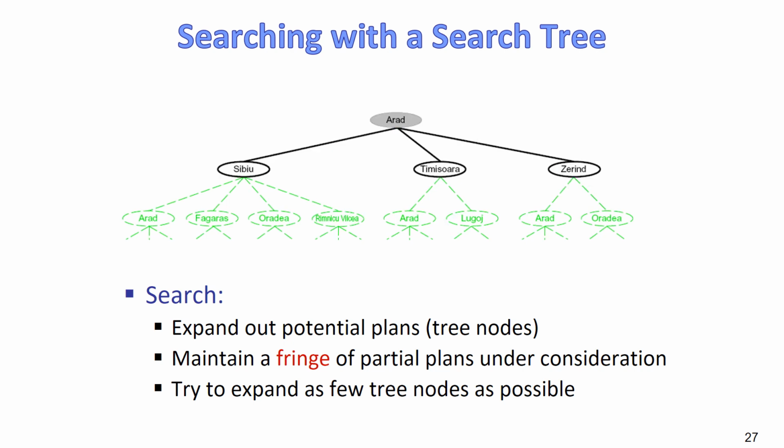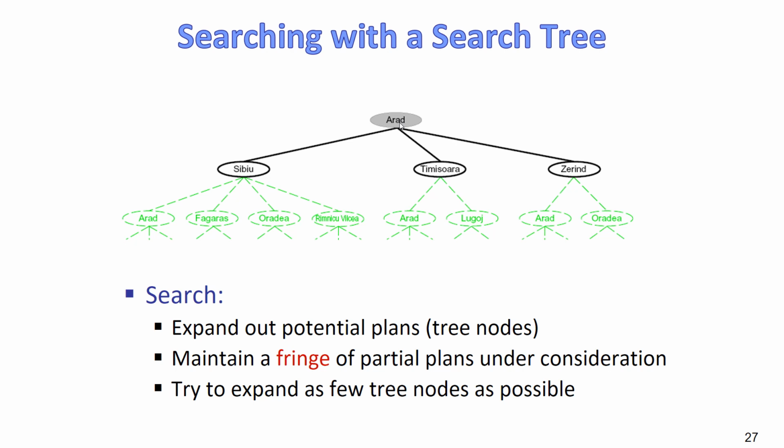So we will expand Arad to the three successor cities. Notice that Arad now became highlighted, which means that it's no longer in the fringe, because we selected it, we got it out of the fringe, okay, and we expand it. Once we expand a node, then we remove it from the fringe. Okay, it's no longer in the fringe because it is explored already.